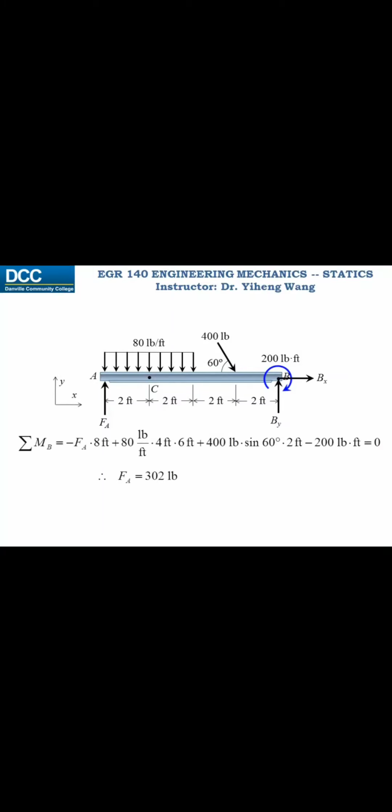And now we run an imaginary cut through point C and analyze the left segment. We draw the 3 internal forces according to the sign convention: the normal force, the shear force, and the bending moment. We need to replace the distributed load by an equivalent concentrated load. Now we set up the rigid body equilibrium equations, and we can solve for all 3 unknowns.